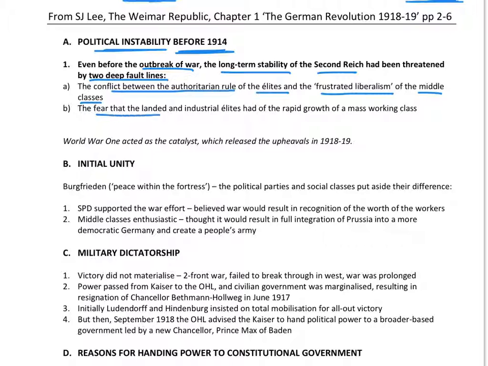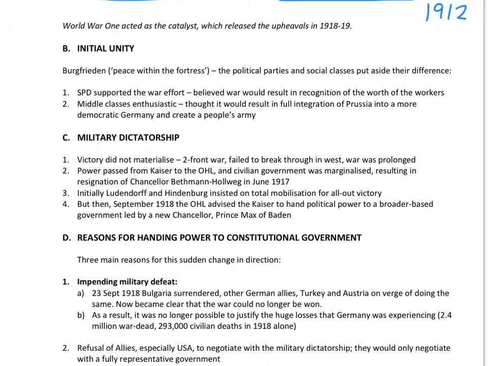Secondly, the fear that the landed and industrial elites had of the rapid growth of a mass working class. And of course, remember there, it's the 1912 Reichstag elections where the Social Democrats became the largest party. Okay, so that's the political instability before 1914. Moving on. Now, obviously, initial unity, Bergfrieden. Okay, that's a new bit of information there. It translates as peace within the fortress.